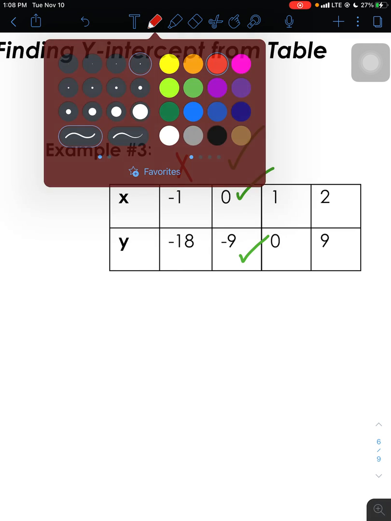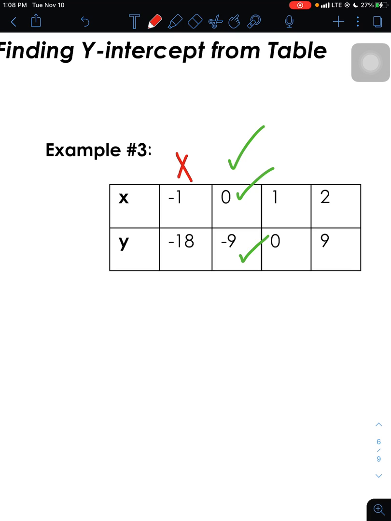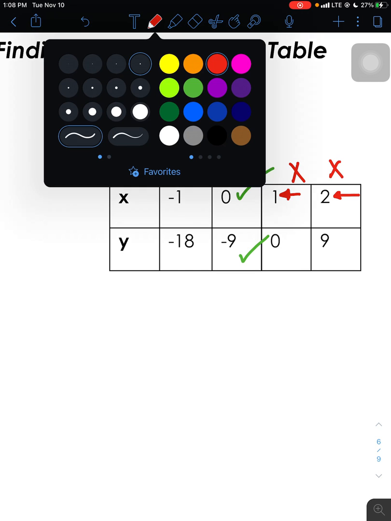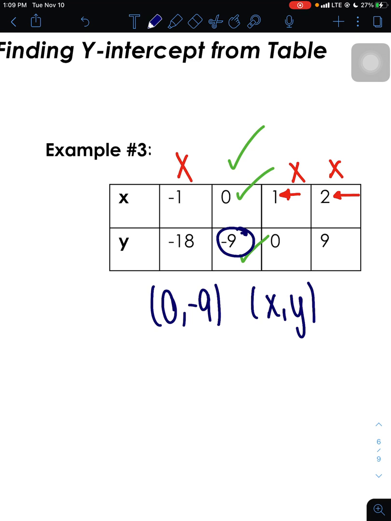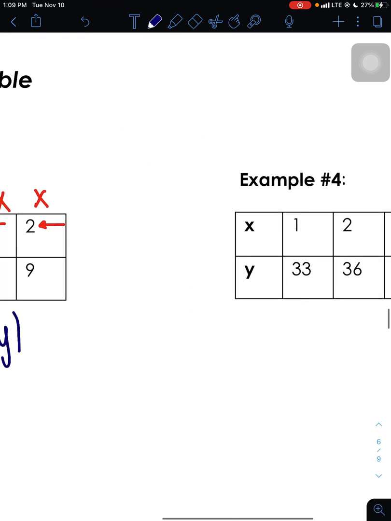So I could just show you why the next ones don't work. This one isn't 0. This isn't 0. So that doesn't work. And 2 is not equal to 0, so that doesn't work. So for this one, it's going to be really simple. We'll just write out 0, -9. I'm just writing what the y value is, because that's how I write a coordinate point. I write x, y.